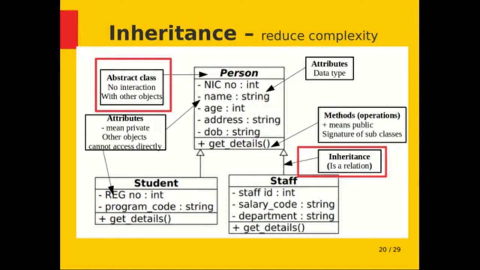Therefore, the person class becomes an abstract class to both the other classes. An abstract class does not interact with other classes. The person class is a superclass to both the student and staff classes. Student and staff classes are subclasses. Subclasses inherit features of superclasses. This hollow arrowhead denotes the generalization relationship. It is an "is a" relationship. Staff is a person, student is a person.